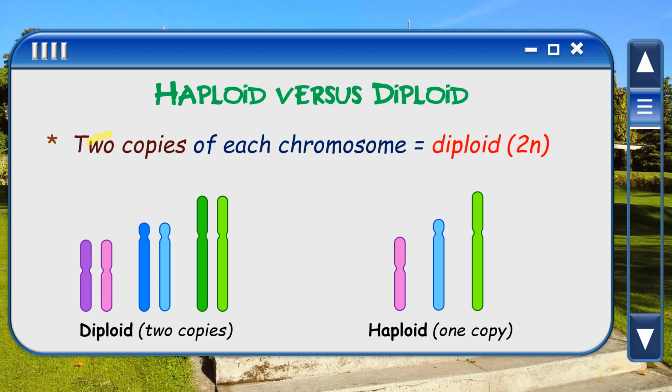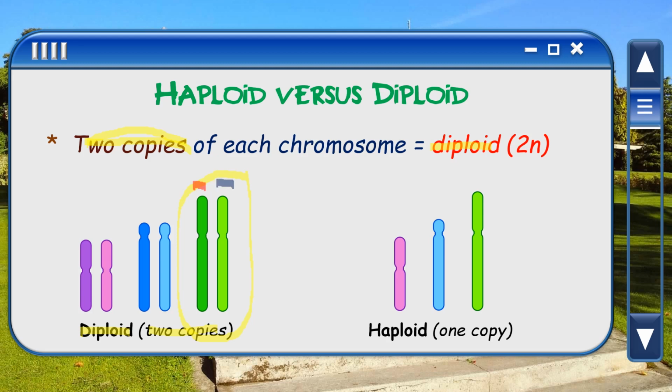They have two copies of each chromosome, and that is what we call a diploid, 2N. For example, here, this is a diploid, two copies. We have this set of chromosomes here, and you can see it is made up of two copies, meaning that one copy came from the maternal and another copy came from the paternal.